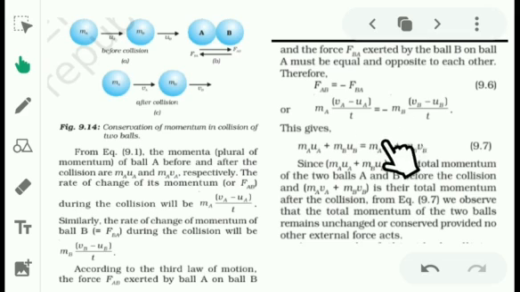When we equate these two and simplify, you will get MAUA plus MBUB equal to MAVA plus MBVB. This is the initial momentum of object A, this is the initial momentum of object B, this is the final momentum of object A, and this is the final momentum of object B. That means the total momentum before collision is equal to the total momentum after collision in the absence of external force. We observe that the total momentum of the two balls remains unchanged, or conserved, provided no other external force acts. This is conservation of momentum.